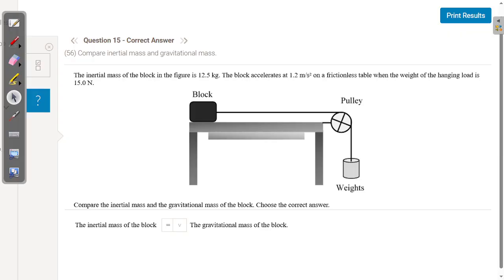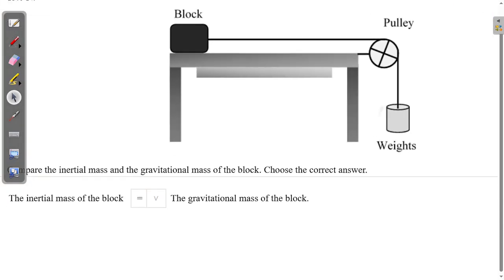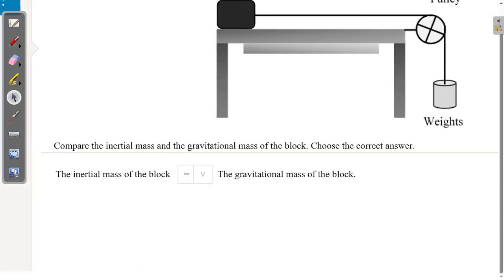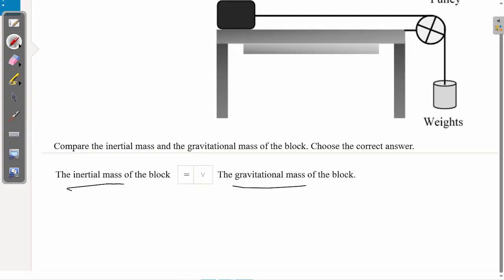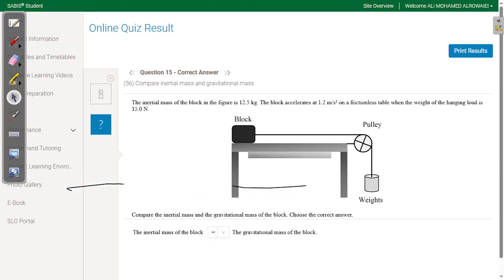Okay, this question, they give you random values to confuse you. It's just a memorization question. The inertial mass is always equal to the gravitational mass of any object.